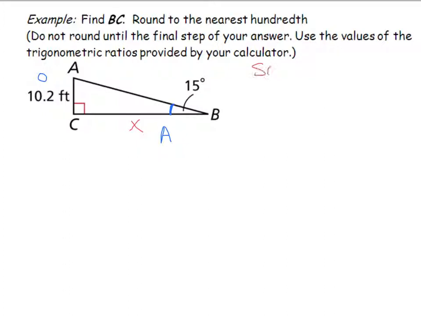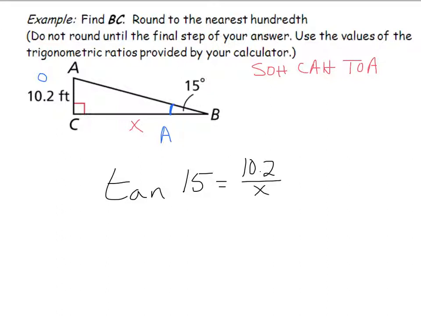If you remember, we talked about SOH CAH TOA. If you think about the letters, since you have an O and an A, it's not going to be sine, it's not going to be cosine, but it's definitely going to be tangent. So we're going to be using the tangent function here. Tan of what? You always want to put the angle that you're using next to your trig function. So it's going to be tan of the angle, which was 15, equals opposite over adjacent. Opposite is 10.2, over the adjacent, which is x. So tan 15 equals 10.2 over x.